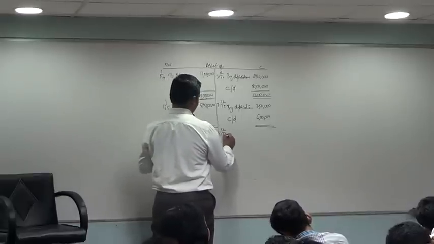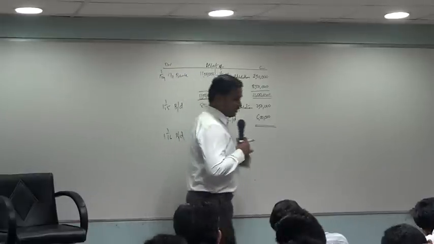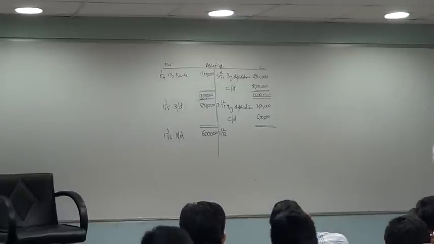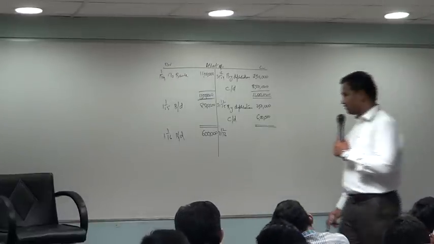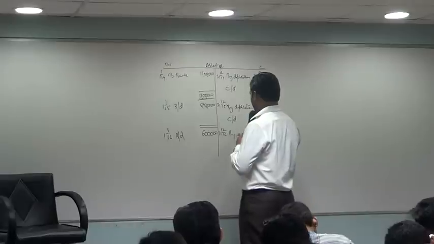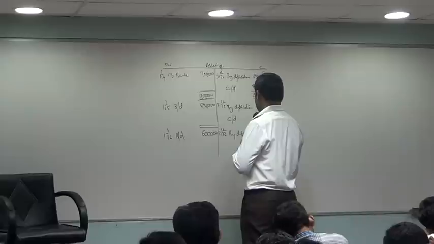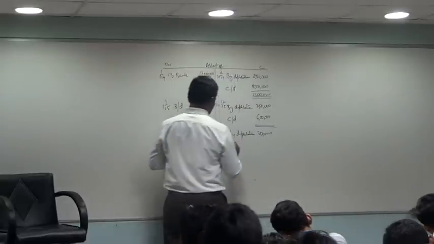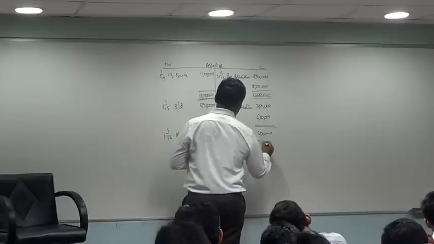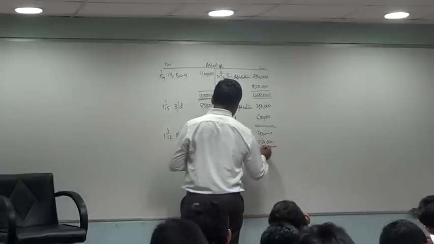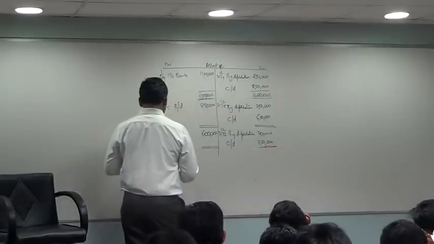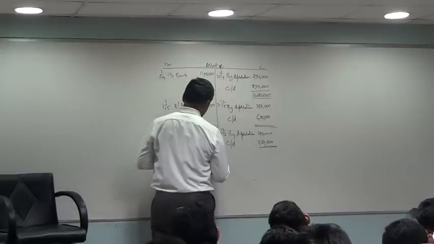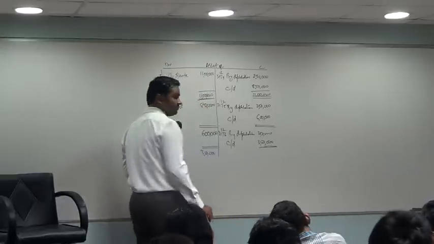31st December 16. What is the entry we are going to pass again on 31st December 16? Depreciation account debit, asset account credit. By depreciation 2,50,000. Carry down 3,50,000. Brought down 3,50,000.